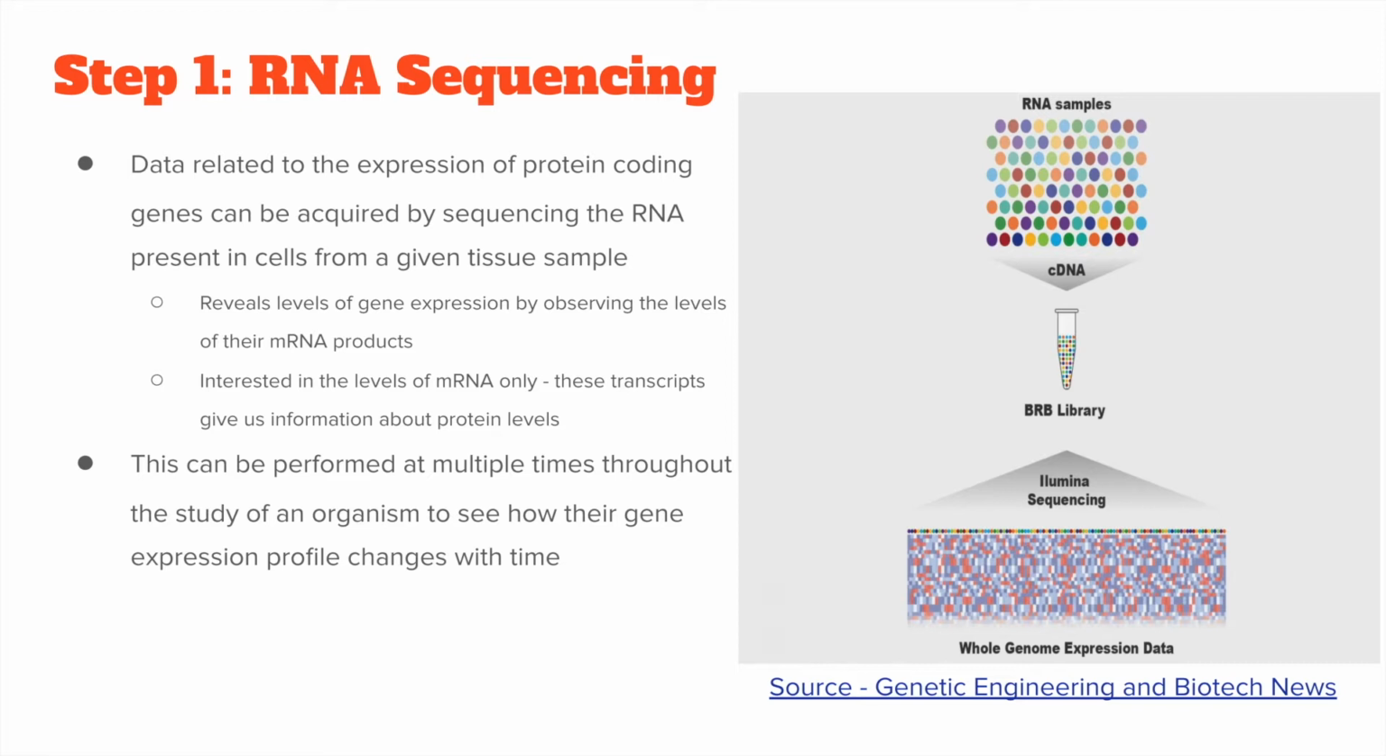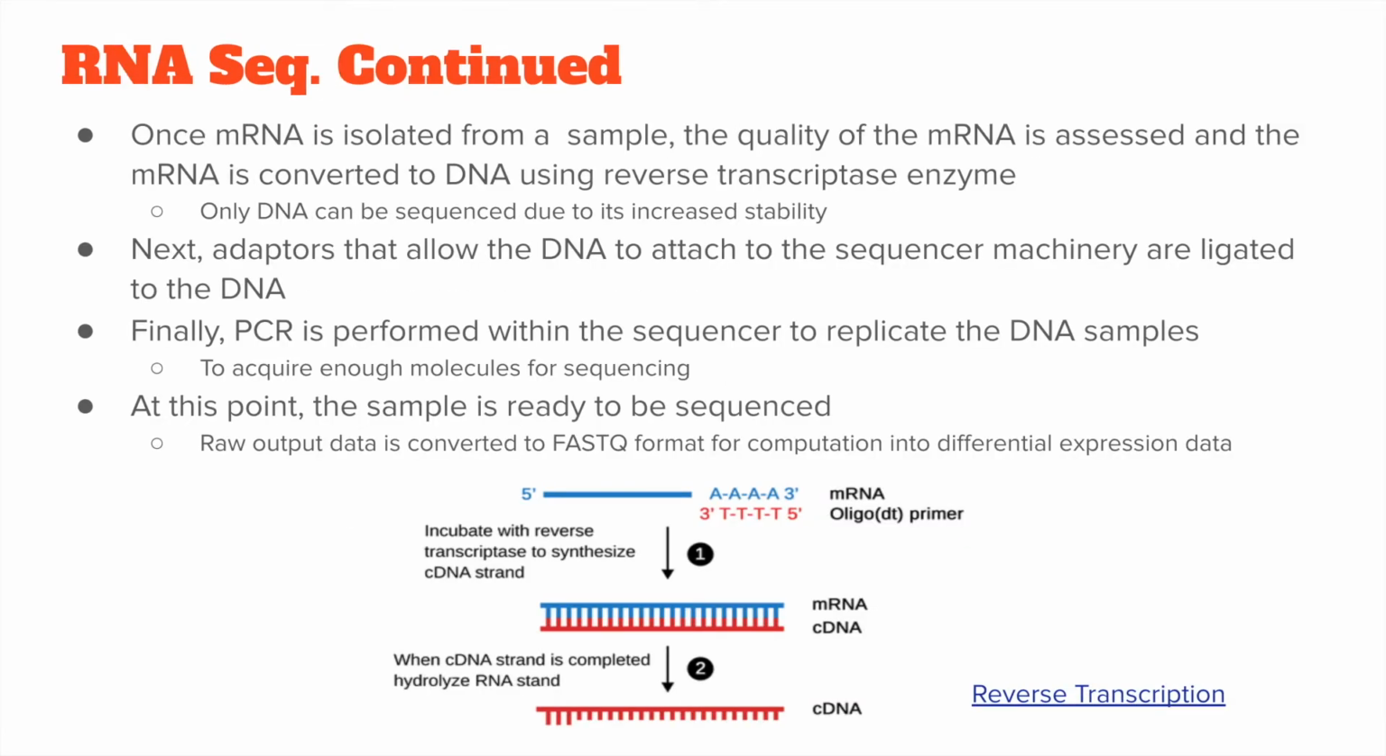We can perform RNA sequencing at multiple times throughout the lifespan of an organism to see how their gene expression profile changes with time or the development of a particular disease. Once mRNA is isolated from a cell sample, the quality of this mRNA is assessed using machinery, and the mRNA is then converted to DNA using reverse transcriptase if the quality is determined to be high enough to continue analysis. Only DNA can be sequenced in the sequencer due to the increased stability that DNA has over RNA.